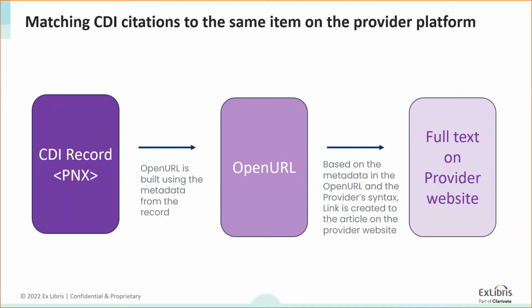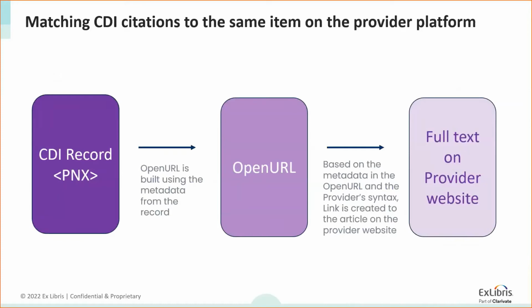And the advantage here, as I said earlier, is that we can do cross-linking. We can take the metadata from one provider's record and create the link to another provider's record. This is one of the big advantages of the open URL and the link resolver, and this is why it is so commonly used.